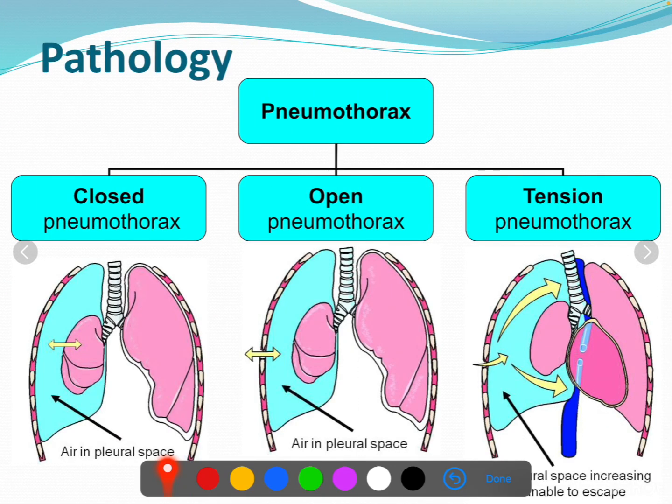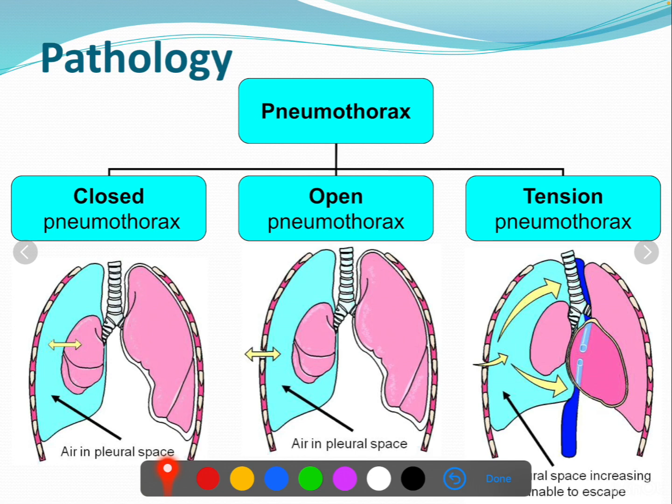Then, according to the pathology, pneumothorax can be divided into three types: closed pneumothorax, open pneumothorax, or tension pneumothorax. What is closed pneumothorax? They are telling that in closed pneumothorax, air will be in the pleural space, and there will be no connection between the lungs and pleural space.